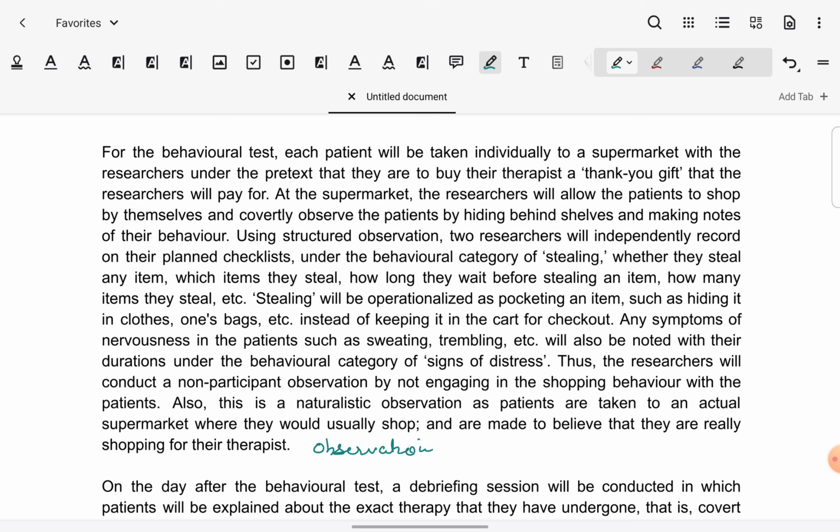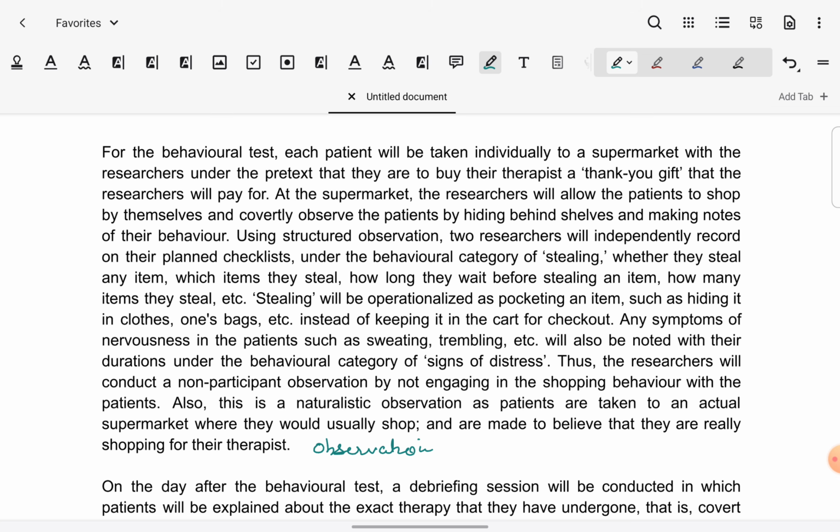First they undergo covert sensitization, and then after that there's a small observation or a behavioral test that they undergo, and we just check whether they are still showing those signs of kleptomania or not. Of course, there are many flaws. You will say that a control group should be there for comparison, or a baseline should be there.